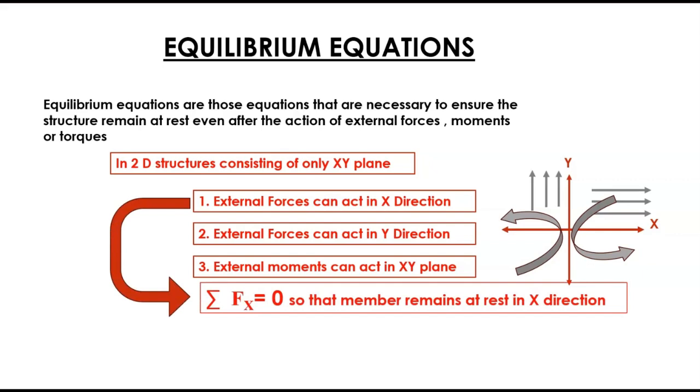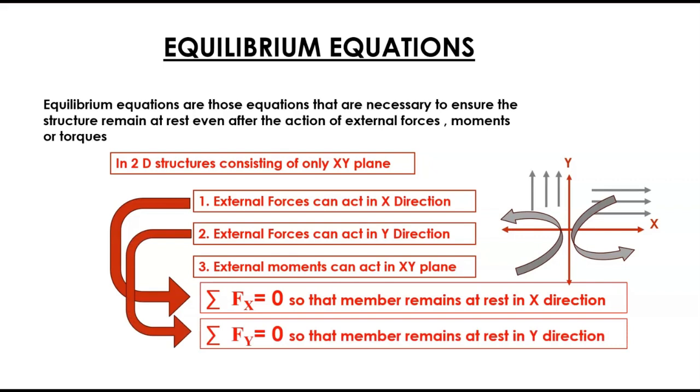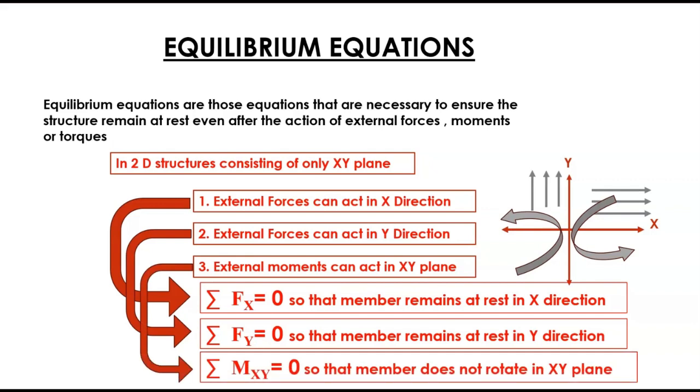Now sigma Fx equal to 0 so that the member remains at rest in x direction. Sigma Fy equal to 0 so that the member remains at rest in y direction. Sigma Mxy equals 0 so that the member does not rotate in the xy plane. These are the three equilibrium equations: sigma Fx equal to 0, sigma Fy equal to 0, sigma moment about xy plane equals 0.